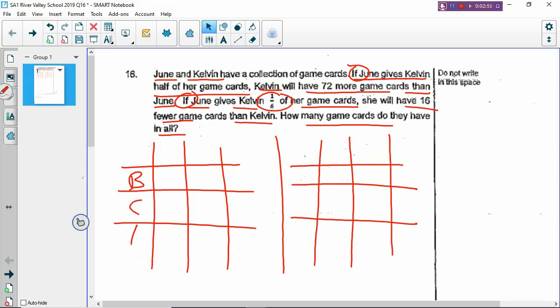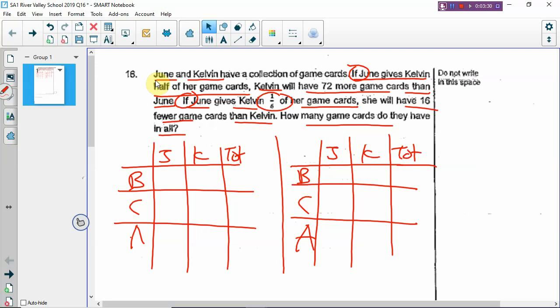So you have the BCA for the first table and the BCA for the second table. Then you have June, Kevin, and total in each. Alright, so put the numbers inside. If June gives Kevin half of her game cards, when you put in the boxes, the first box you put in cannot be a fraction. It has to be an actual value, or it has to be units or parts. So you can't put a fraction into the first few boxes. That is one of the lessons on the table method.